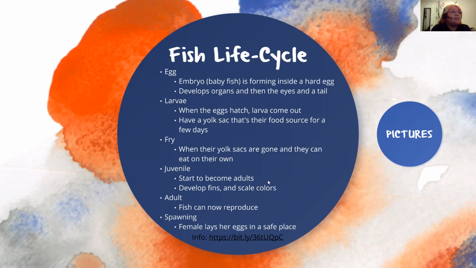After a while, they turn into their juvenile stage where they start to become adults. And this is where they develop fins and scale colors. In the adult stage, this is where fish can now reproduce and make more baby fish. And then spawning is when females lay their eggs in a safe place.